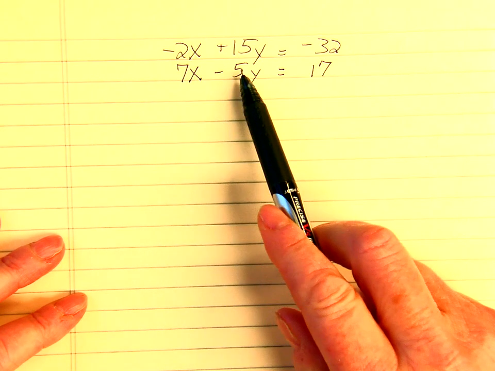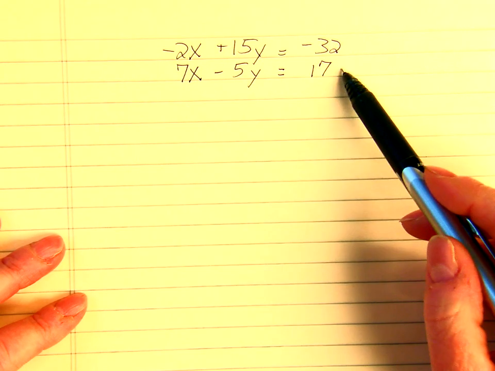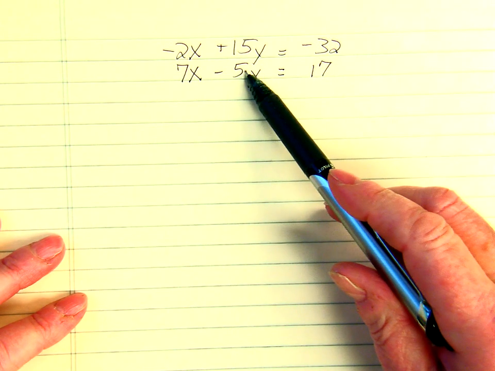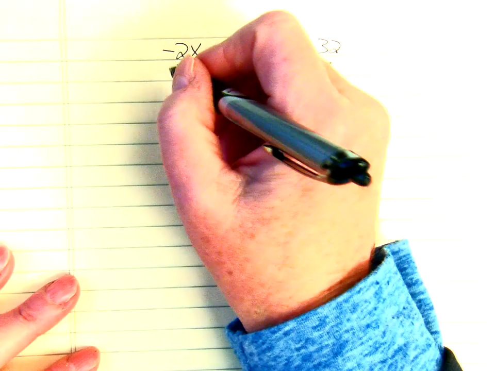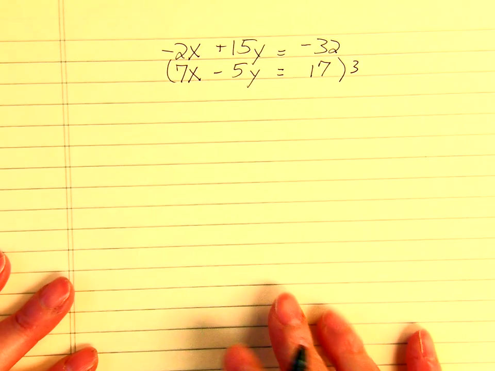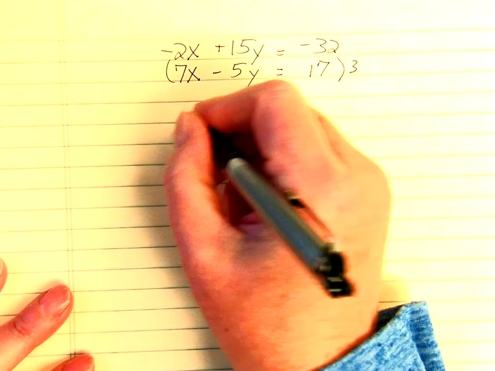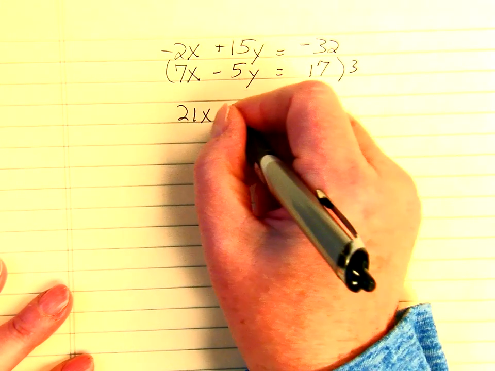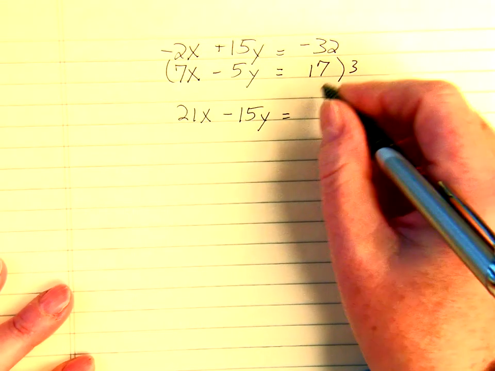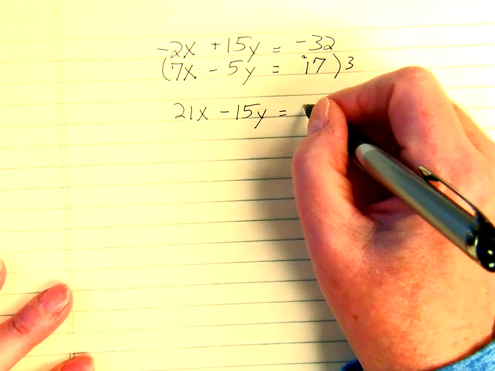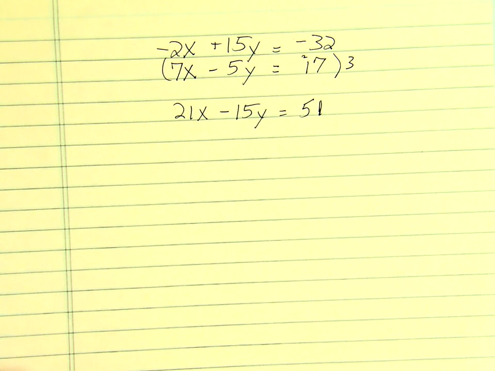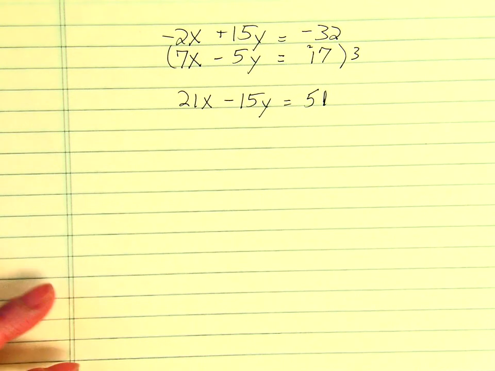So if I multiply this entire equation by 3, I can get this to be a negative 15. And so I'm going to do that. I'm going to multiply this by 3, and that's going to give me 21x minus 15y equals, times 7 is 21, is 2, 3, 51. Okay, I should have known that, but yeah, my brain is as cold as my fingers are.